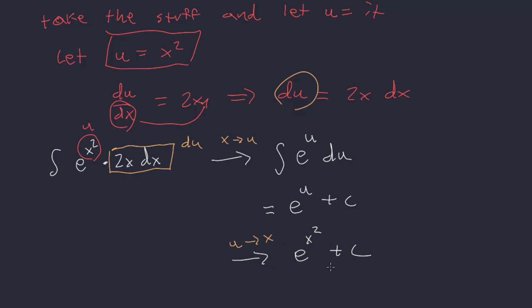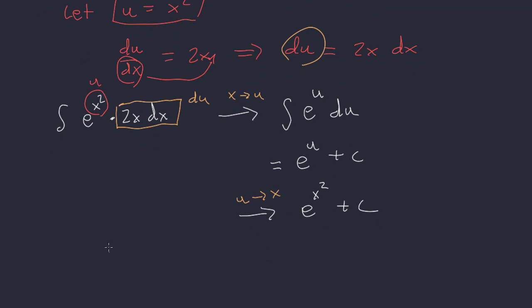Okay, now I think a lot of you may have already guessed what this answer should have been. It would just be e to the x squared plus c. And we can check that, because if we differentiate e to the x squared plus c, by the chain rule, the derivative of e to the x squared is itself, times the derivative of the exponent, which is 2x, and then plus 0, and that's exactly what we had up there.